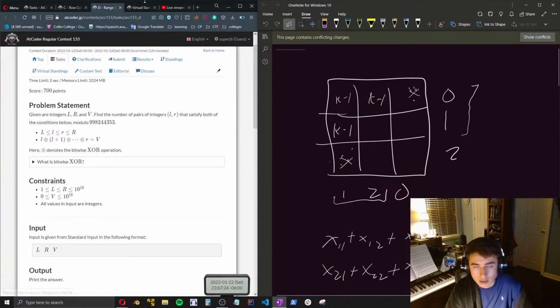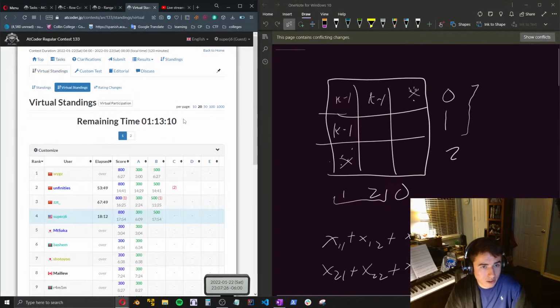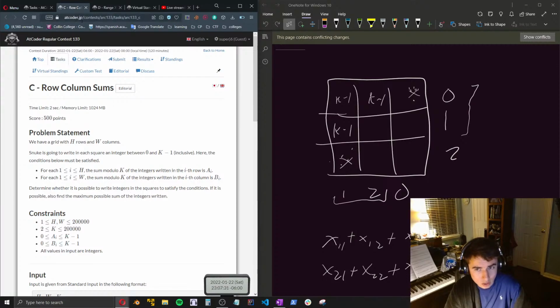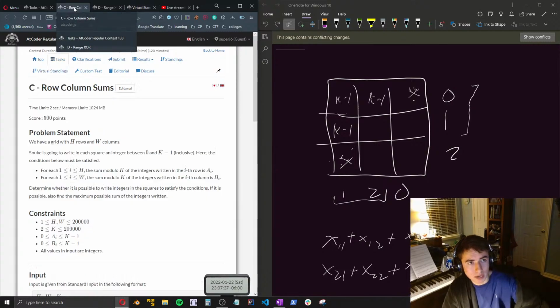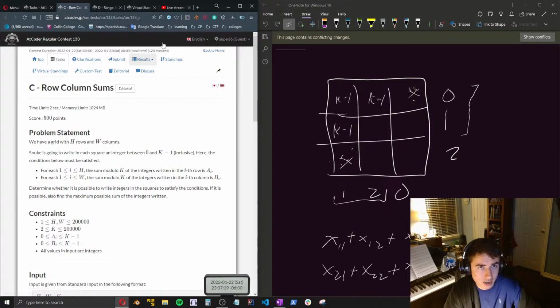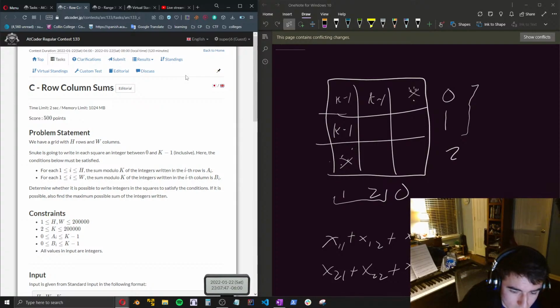I'll code it... How much time do I have? 1 hour 13 minutes. Let me go back to C just a little bit. We're gonna go till the 1 hour mark. If we don't figure out C by then, we're gonna just code D. But it looks a little bit cancer. Why is my laptop not plugged in? I would prefer for it to be plugged in.